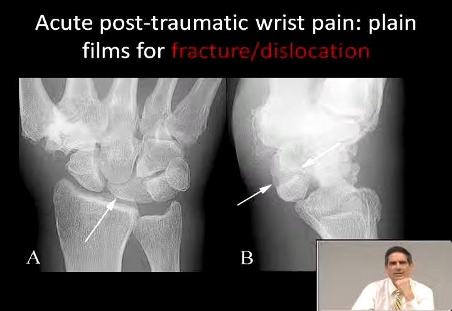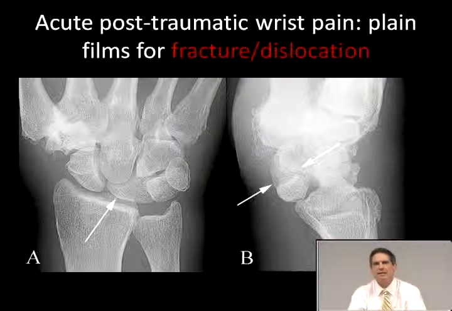This exam, on the other hand, is a fracture dislocation pattern called perilunate dislocation. This occurred after trauma as well. You see abnormal alignment of the lunate there on the AP, and the lateral exam shows anterior dislocation of the lunate. It's been rotated 90 degrees from its normal orientation.